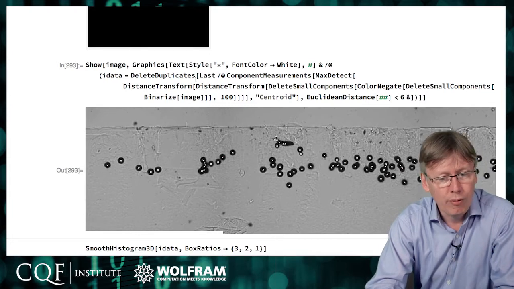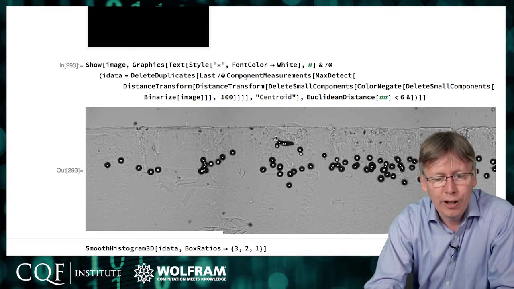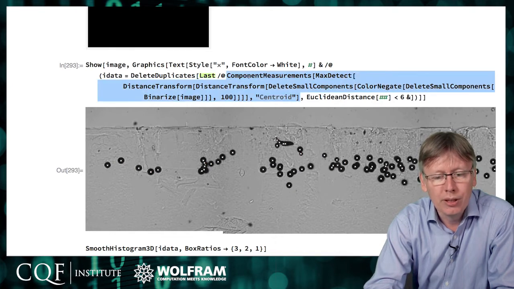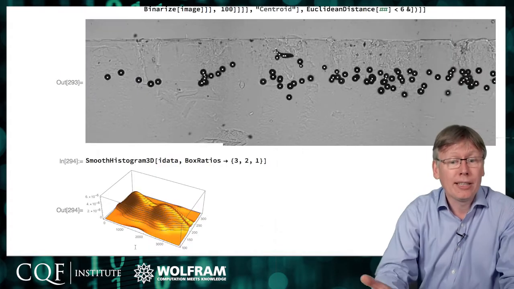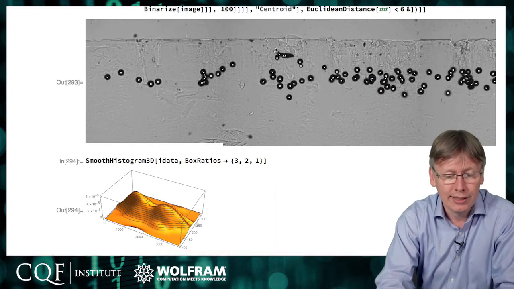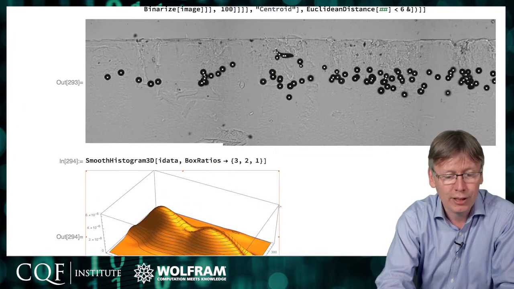So you can see through a fairly small amount of rich code, I can measure the components, their centers, and place the little styled X's on each of the images. And then once we've got that data, we're back to statistics and we can count them and find the density. So here is the profile of the penetration of these particles.